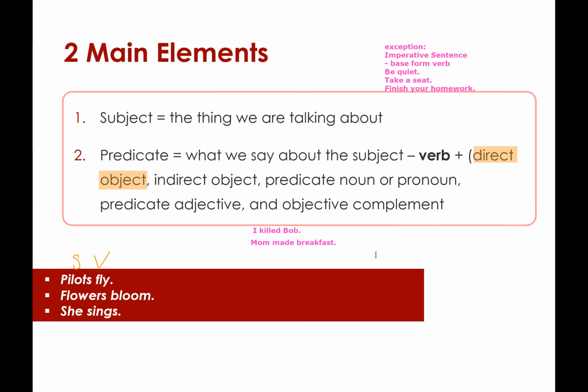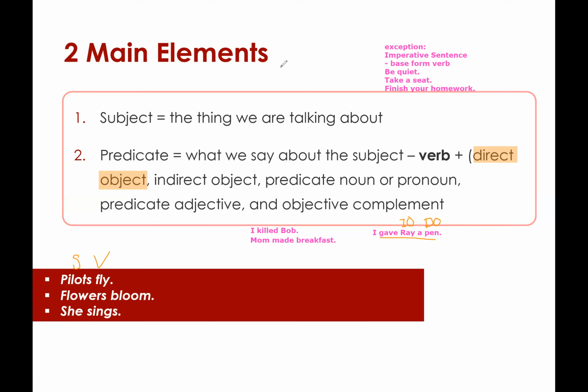Now, what is indirect object? Indirect object comes after the verb as well, and it is being indirectly impacted. For example, I gave Ray a pen. Gave is the verb, but what is being given? It is the pen that is given. So pen is the direct object and Ray is the indirect object. So gave Ray a pen, the whole thing is my predicate.